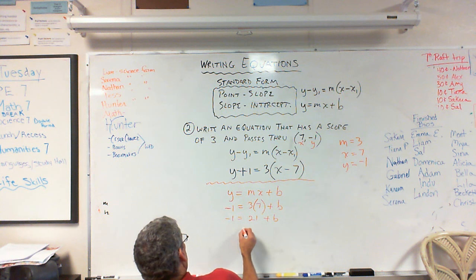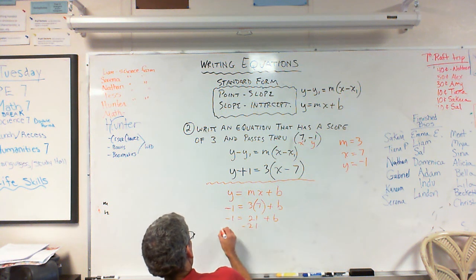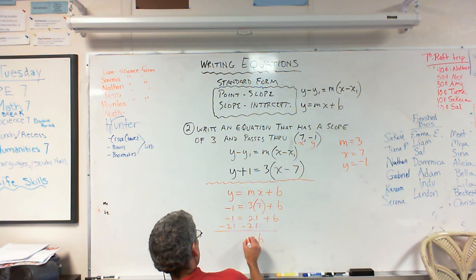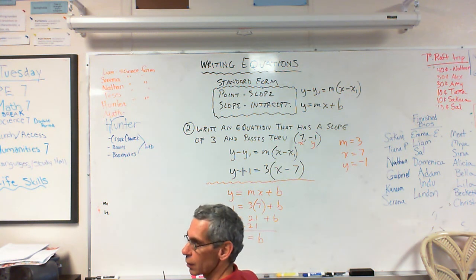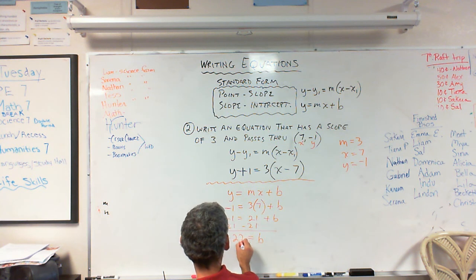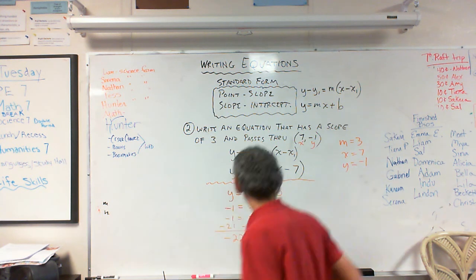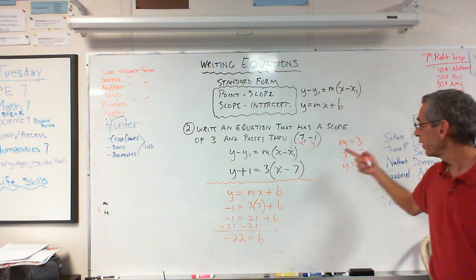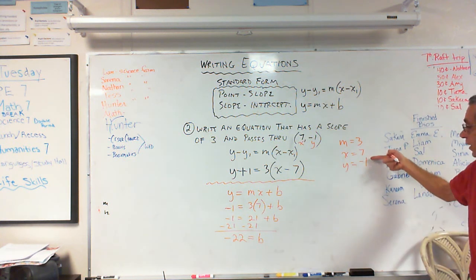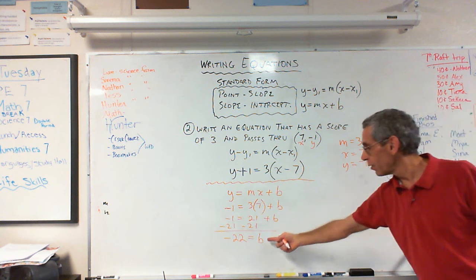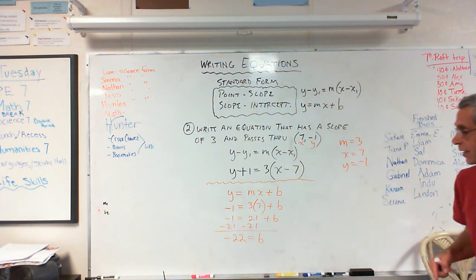What could I do? Subtract 21 from both sides, right? Then I have b is equal to negative 22. B is equal to negative 22, right? So look, I now figured out that when I'm at this point, 7 comma negative 1, my b is negative 22.